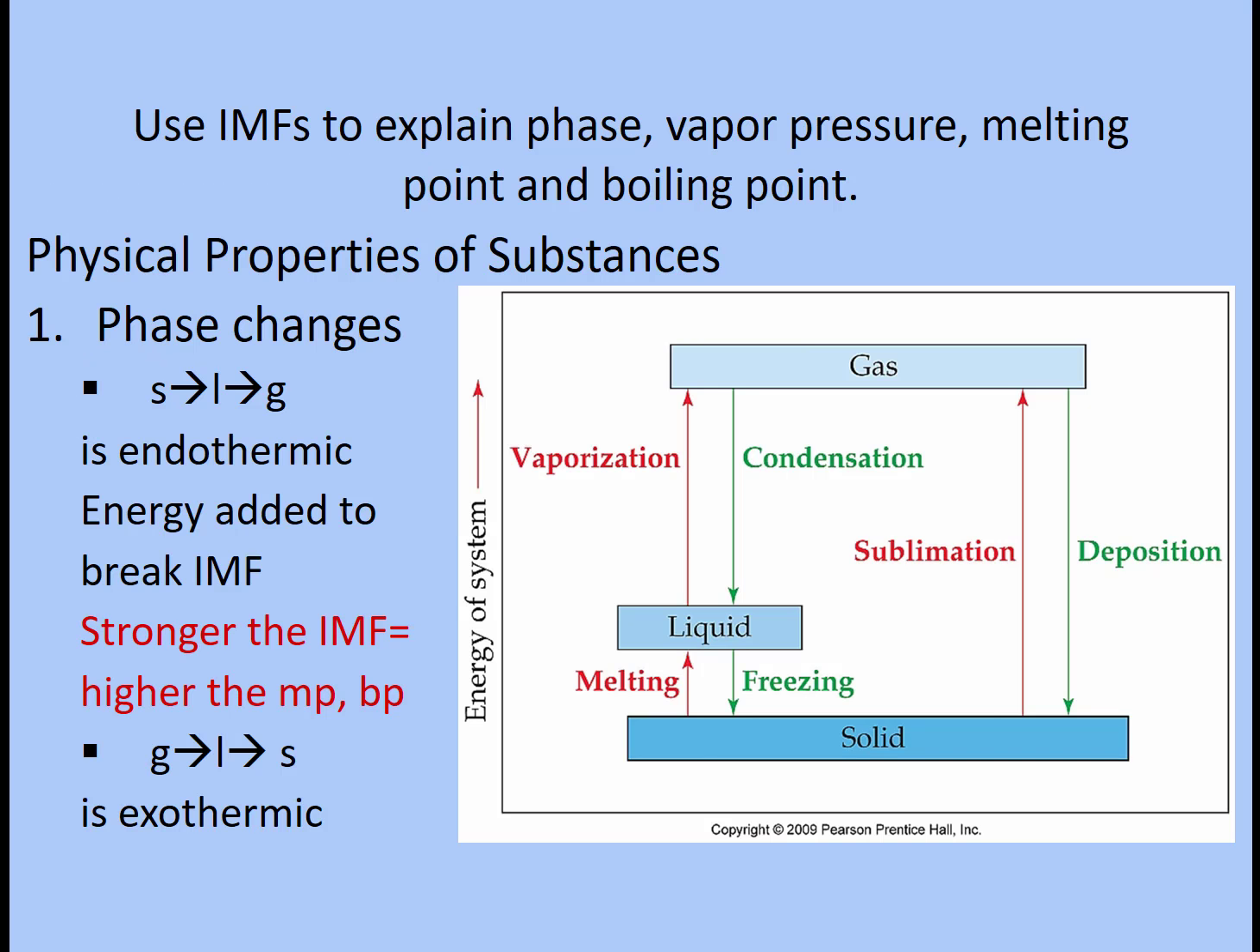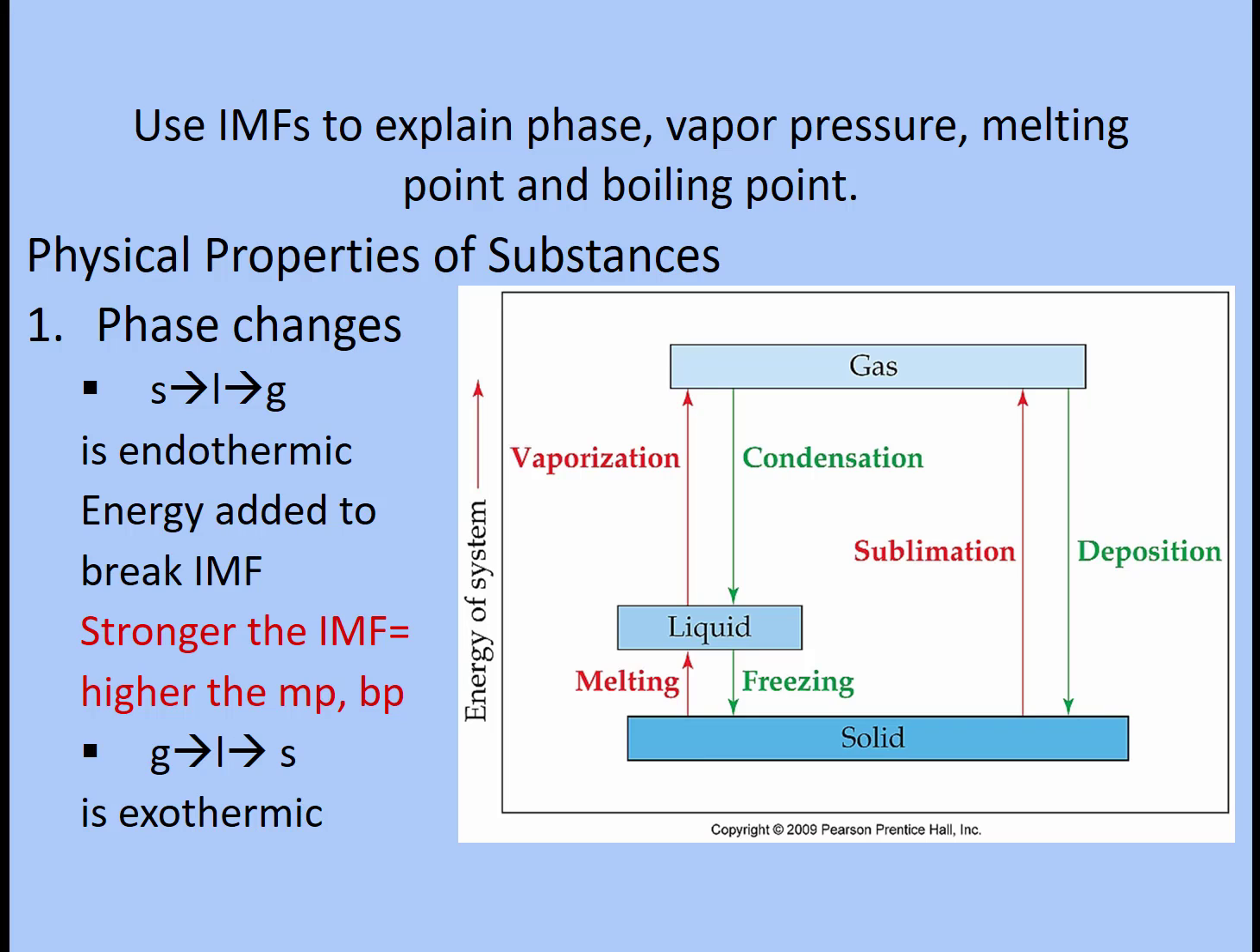Using intermolecular forces, explain phase, vapor pressure, melting point, and boiling point. So in a phase change, you're going from a solid to a liquid to a gas. You are putting energy into the process, so that's endothermic, and you are breaking those intermolecular forces. So going from a solid to a liquid, you are breaking the forces just a little bit. They're still flowing and sticking to each other. When you boil it, you completely break those intermolecular forces.